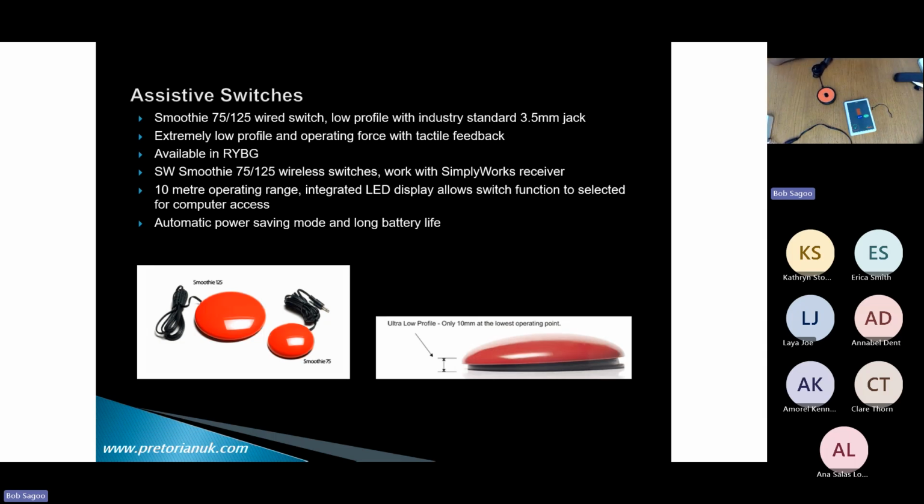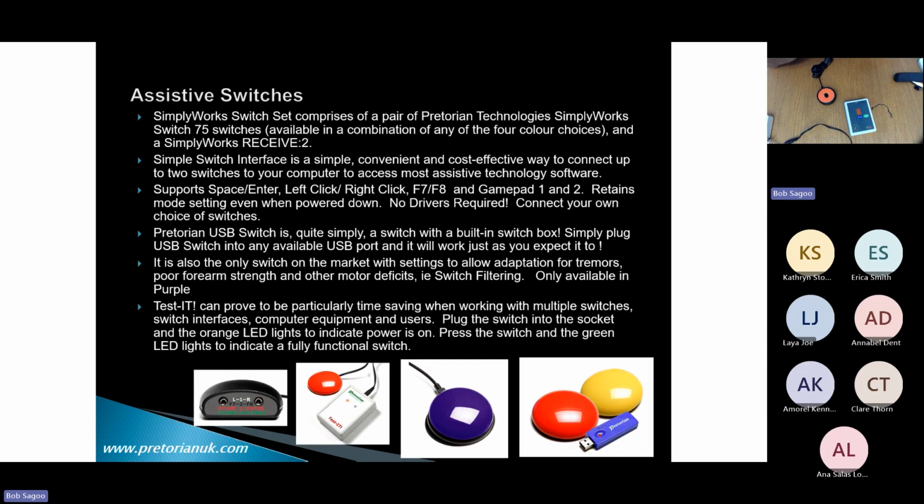Okay, moving on. We have the Simply Works range of switches. We have the wireless switches, but we do them in sets as well. In the bottom right-hand corner, you've got the Simply Works switch set, which is two 75 mil Simply Works switches and a Receive 2, which gives you computer access. So we do a package like that.